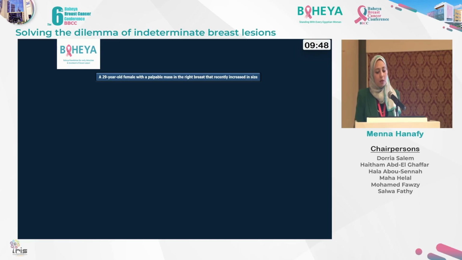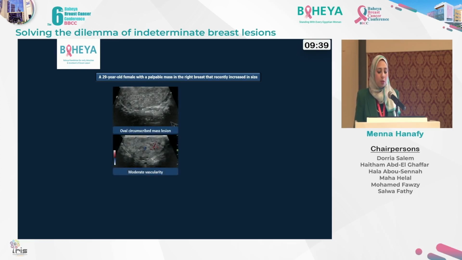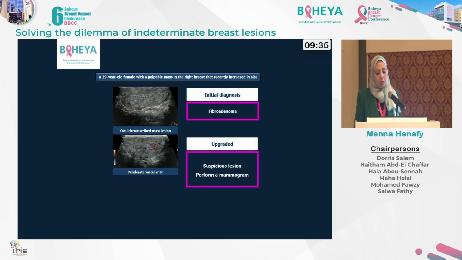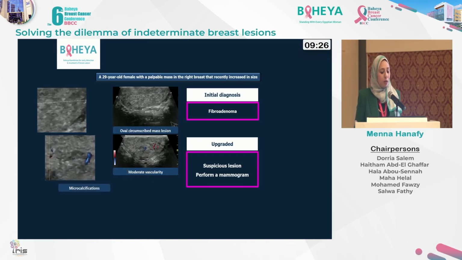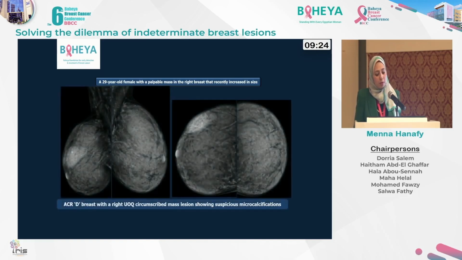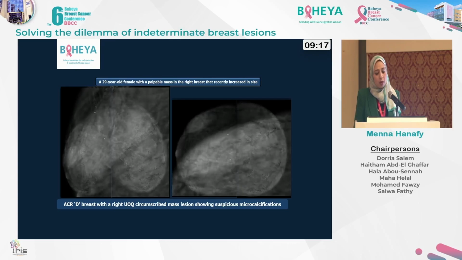A 29-year-old female patient presented with a palpable mass in the right breast that recently increased in size. Her ultrasound revealed an oval circumscribed mass lesion with moderate vascularity. The initial diagnosis was fibroadenoma. However, it was upgraded by a senior staff member to suspicious, and a mammogram was recommended. As microcalcifications were suspected, her mammogram was ACR D breast, with a right upper outer quadrant circumscribed mass lesion showing suspicious microcalcifications.